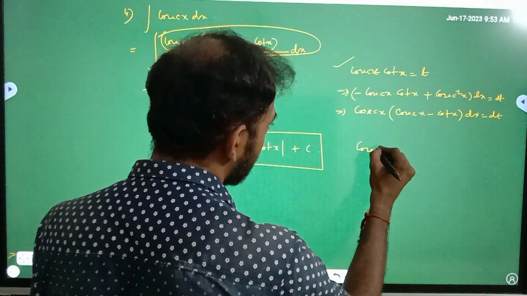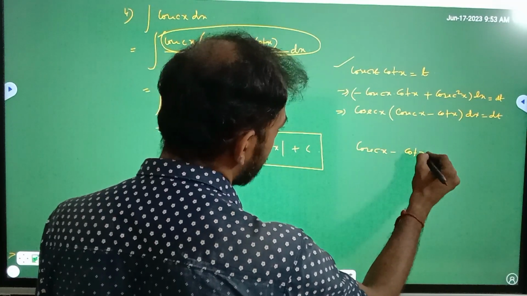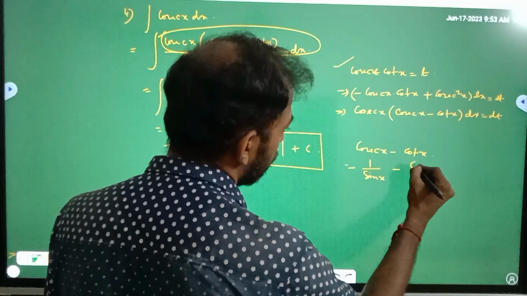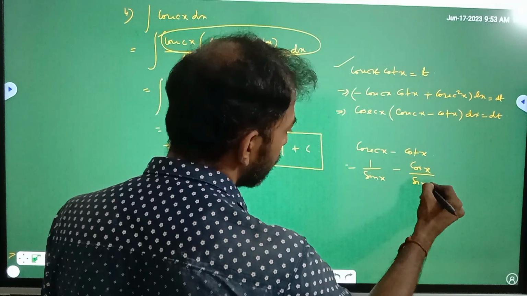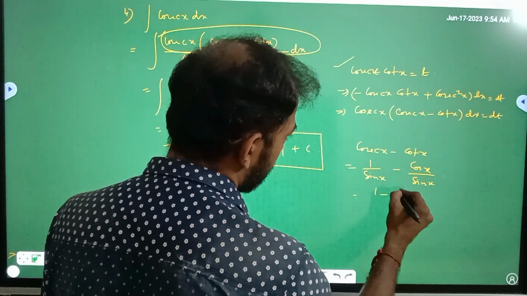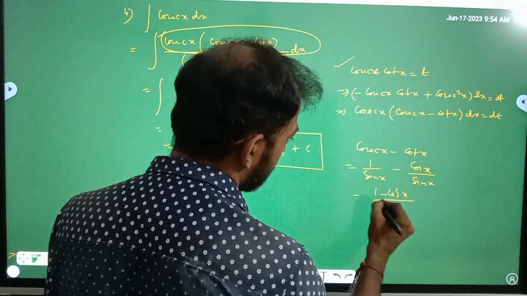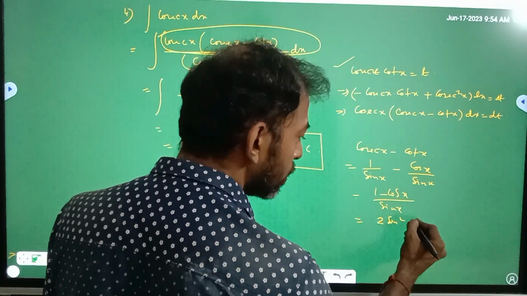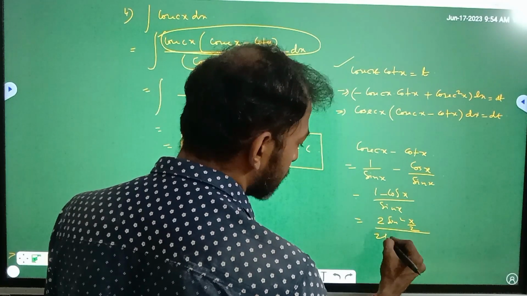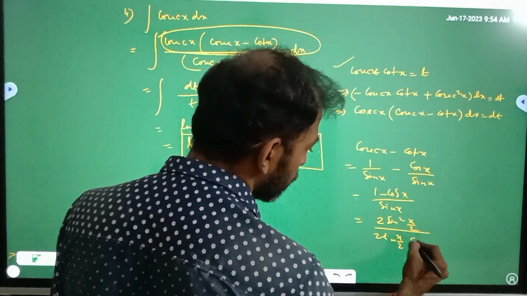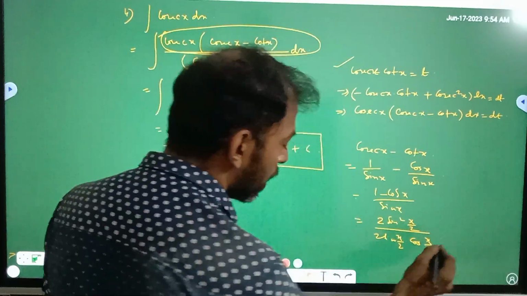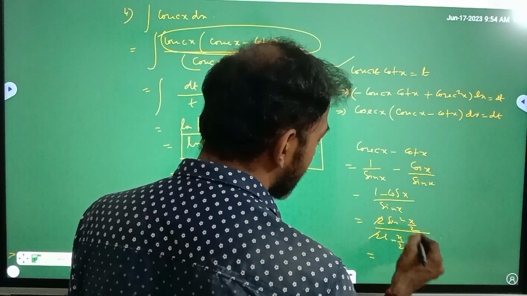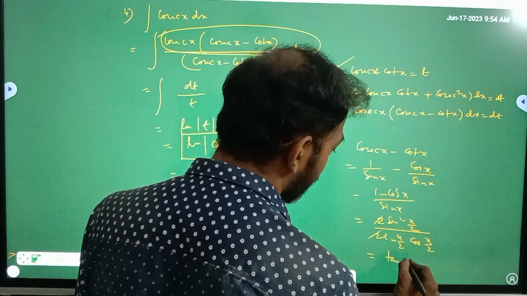Cosec x minus cot x may be written as 1 by sin x minus cos x by sin x. Now that will be 1 minus cos x divided by sin x. You all know that 1 minus cos x is 2 sin square x by 2 and sin x is 2 sin x by 2 into cos of x by 2. Now the sin x by 2 part will cancel each other and 2 also cancels. So sin x by 2 by cos x by 2, that will be tan of x by 2.